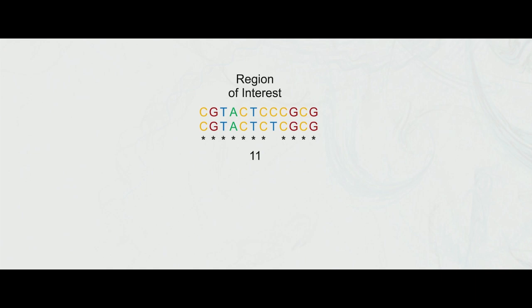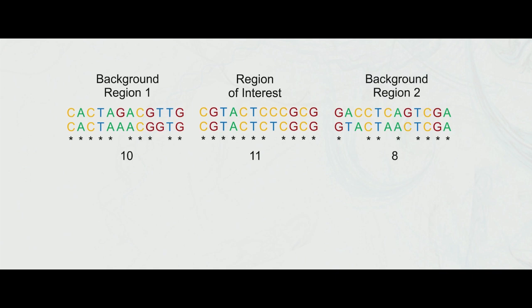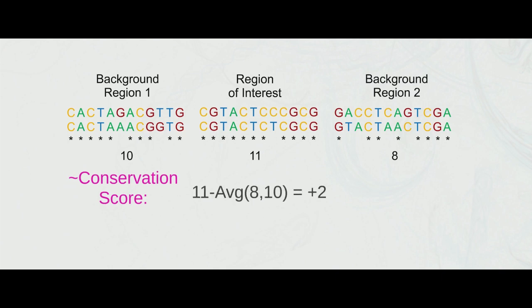Okay, so if we want to measure conservation, I already told you we're going to try to look at this over the background. So here are two, let's say, randomly chosen background regions. You can see the first one has 10 identities, and the second one has 8 identities. If you were inventing a conservation score for the first time, you'd probably say, let's take your region of interest and show its value subtracted from or divided by the average of the background region. So conservation scores are approximately equal to this.